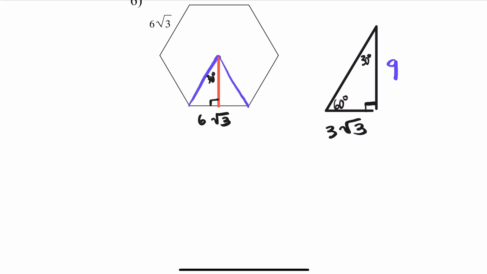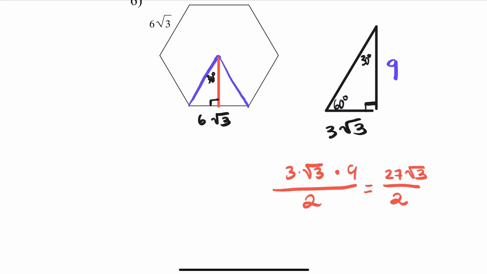So base times height divided by 2, just to get that little half, that little right triangle right there. So 3 root 3 times 9 divided by 2, and that's going to give us 27 root 3 over 2. And then 27 doesn't divide nicely into 2, so I'm going to leave this area of the right triangle as that.